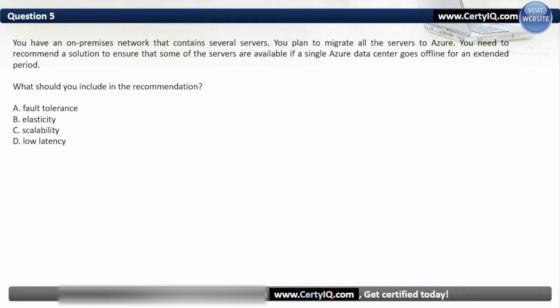Question 5. You have an on-premises network that contains several servers. You plan to migrate all the servers to Azure. You need to recommend a solution to ensure that some of the servers are available if a single Azure data center goes offline for an extended period. What should you include in the recommendation?